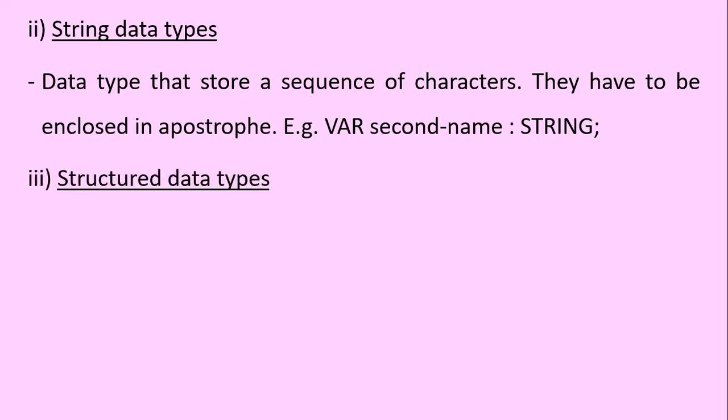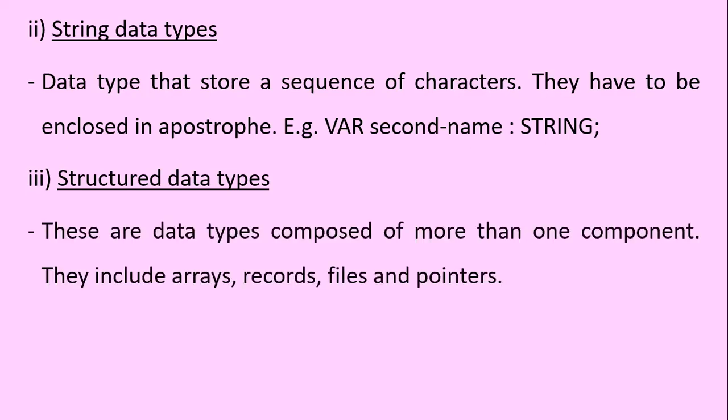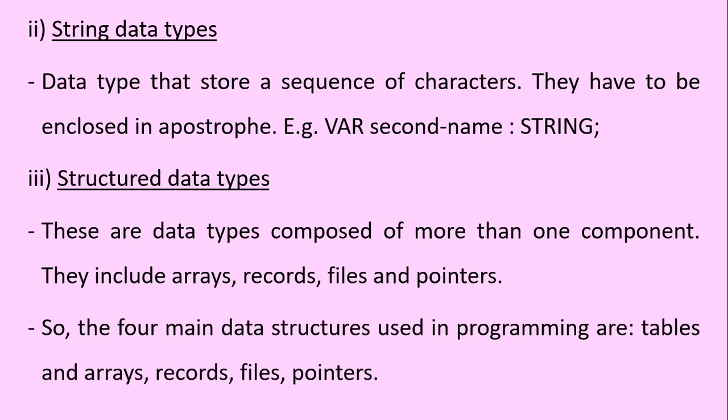The third type is structured data type. These are data types composed of more than one component, and they include arrays, records, files, and pointers. So, the four main data structures used in programming are tables and arrays, records, files, and pointers. So those are structured data types.